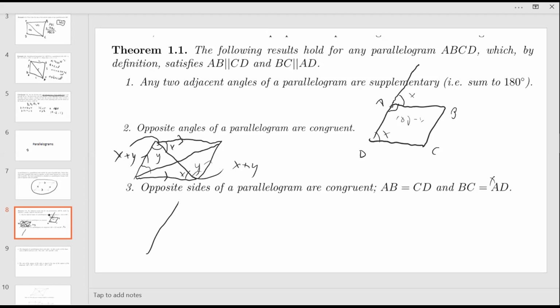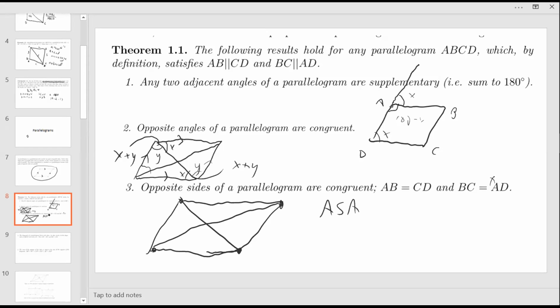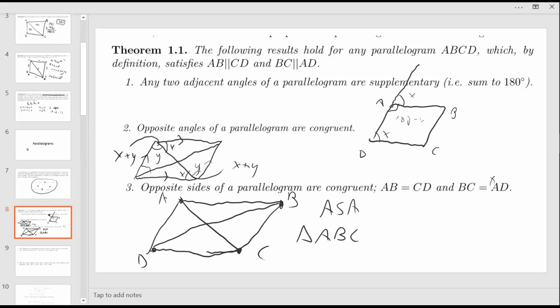Now the third part of this theorem says that the opposite sides of a parallelogram are in fact congruent, so they have the same length. To see this, you may remember last week we did similarity and congruence. So we'll be using ASA congruence right now. What we want to show is that triangle ABC is congruent to triangle BCD.